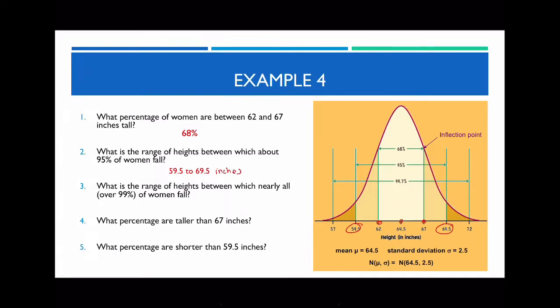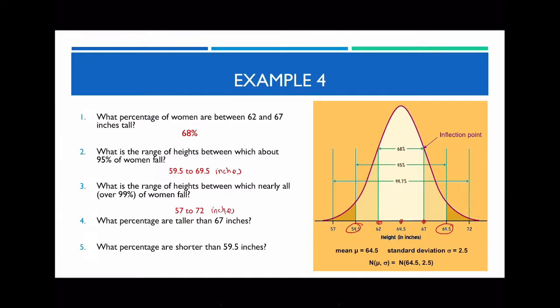What is the range of heights between which nearly all, over 99%, of women fall? So that's pretty much 3 standard deviations, because that's 99.7%. So therefore, this answer is going to be 57 to 72 inches. Make sure you're including units in your answers.